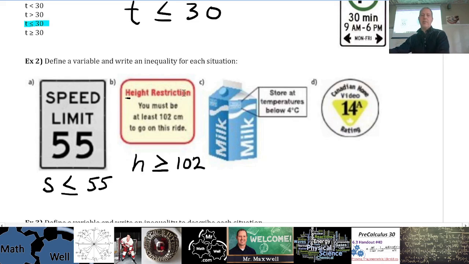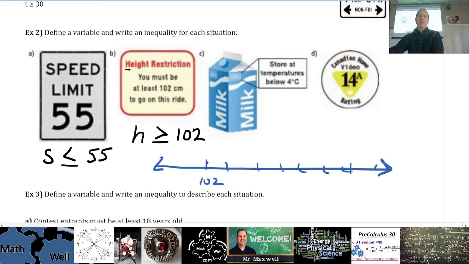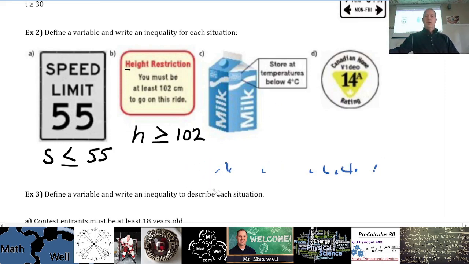So on a number line, if we were to draw a number line, you could see that, hey, let's say 102 is over here. So anything that's greater than 102 is okay. So this is okay, 102, and anything greater than. So it's all of the numbers conceivable greater than 102 centimeters. Okay? All right, next one. Let's go a little bit quicker here now. So this is milk stored at temperature below 4 degrees Celsius.